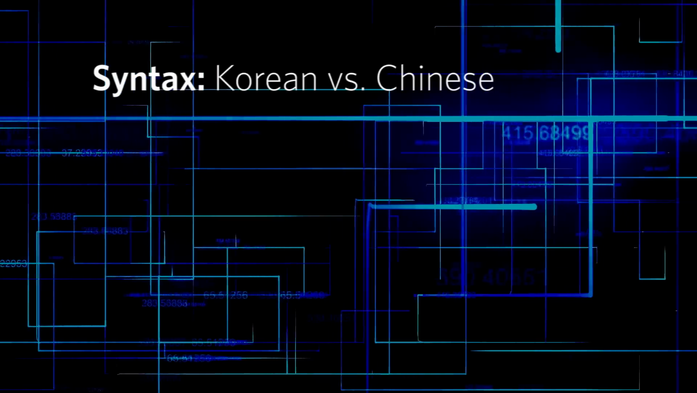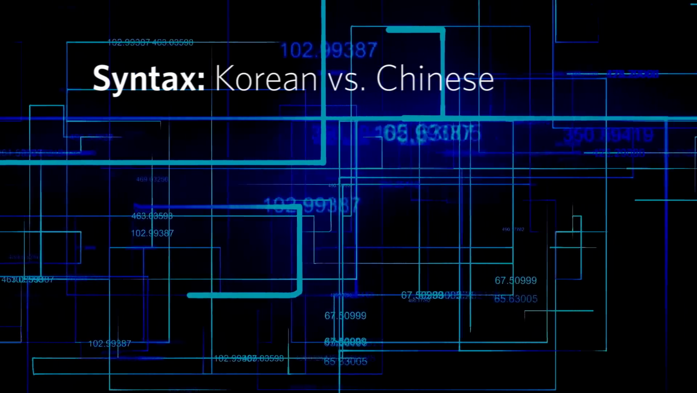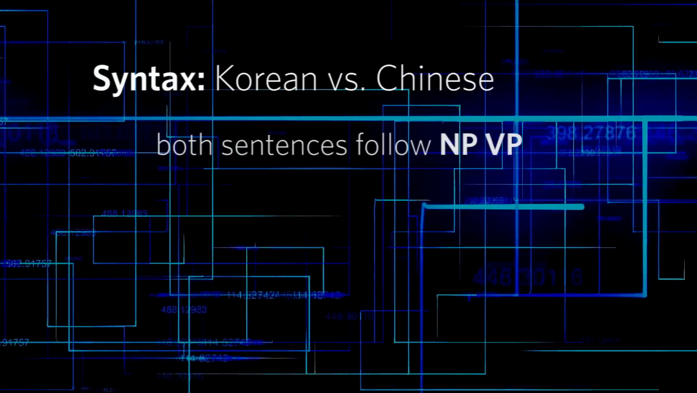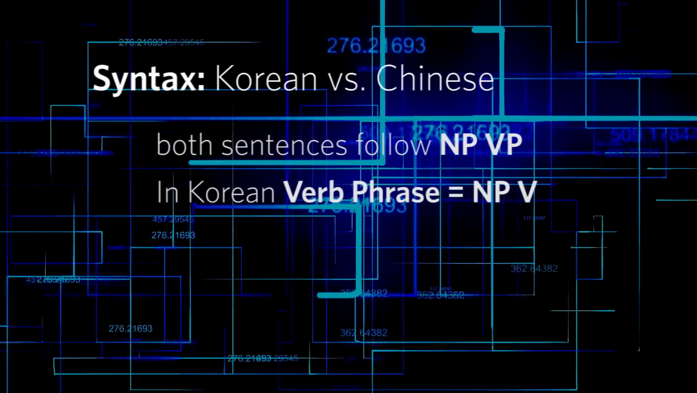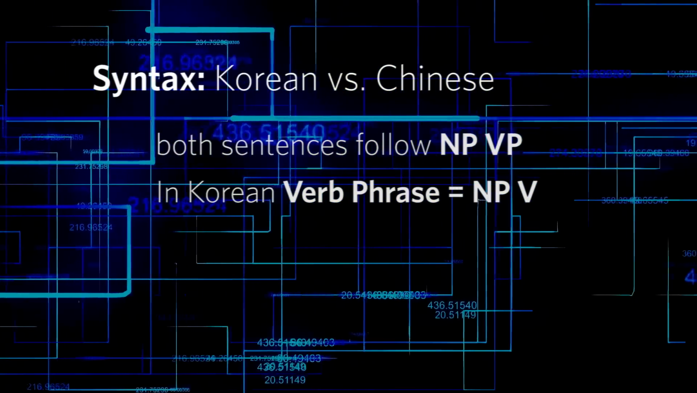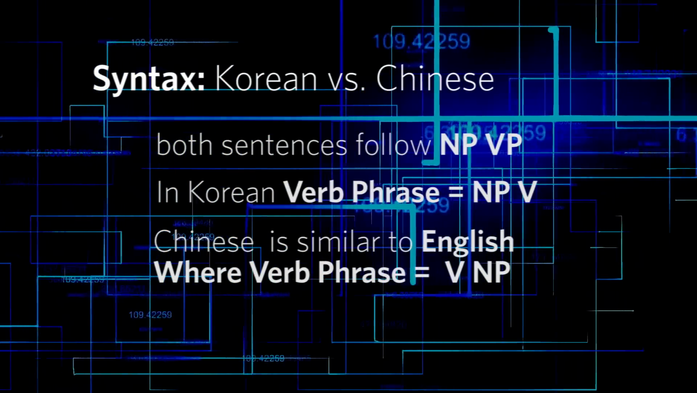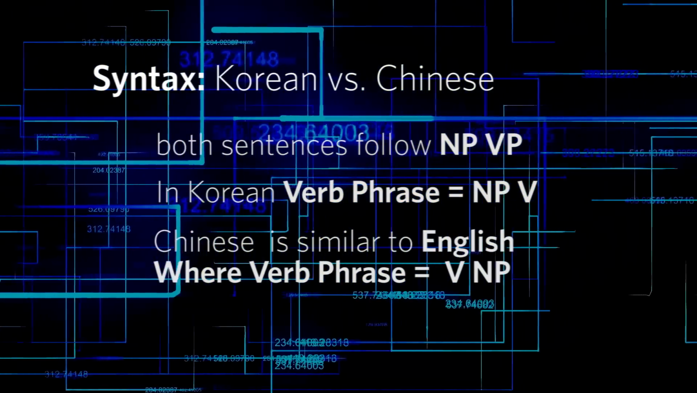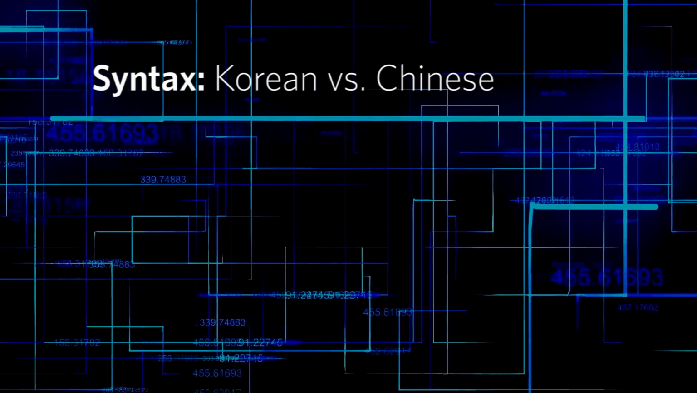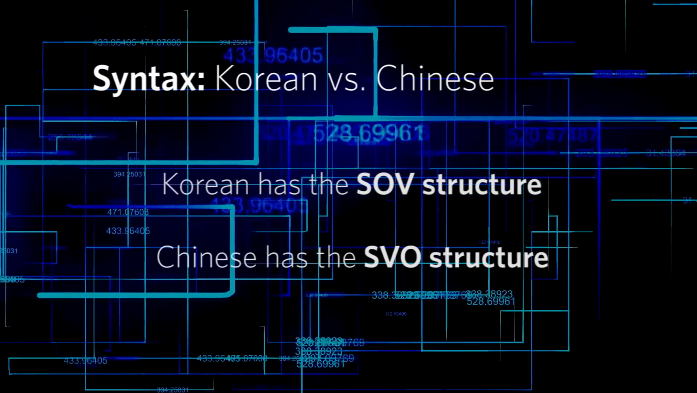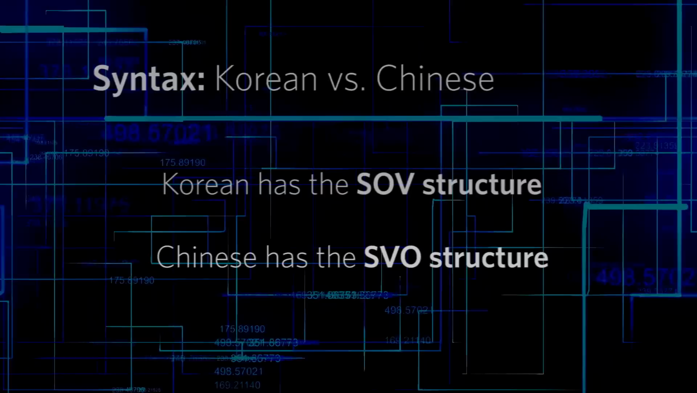What we see here is that the syntax, the sentence or phrase structure, is different. In both languages, we have sentence is noun phrase, verb phrase. But in Korean, the verb comes last in the verb phrase: noun phrase, verb. And in Chinese, the verb phrase is similar to English, with the verb coming first: verb, noun phrase. Also, Korean has the subject-object-verb structure, and Chinese has the subject-verb-object structure, like in English.